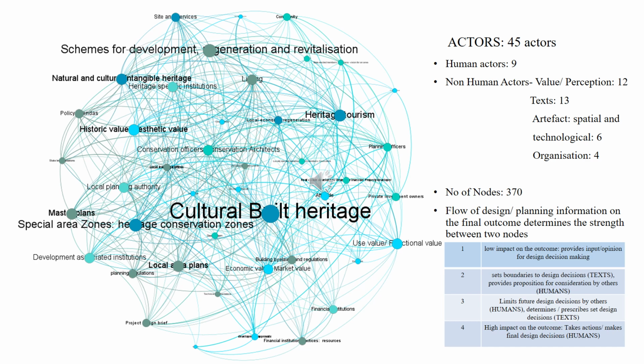From the study, it was found that there were 45 actors that were part of an urban heritage conservation project, which included 9 human actors and 12 value non-human actors, 13 texts, 6 artifacts, which could be spatial and technological developments, and organizations were 4 in number. The number of nodes was considered to be 370, and the strength between various nodes was determined through the flow of design or planning information on the final outcome, which were given strengths of 1, 2, 3, and 4.